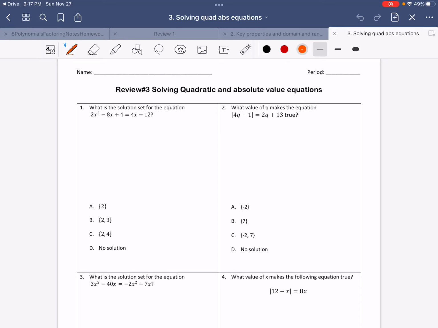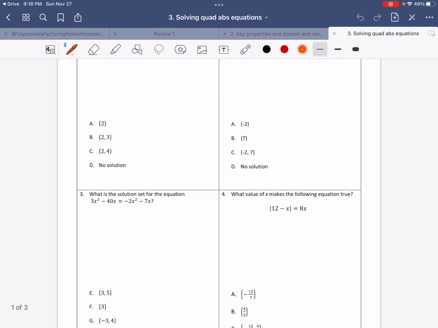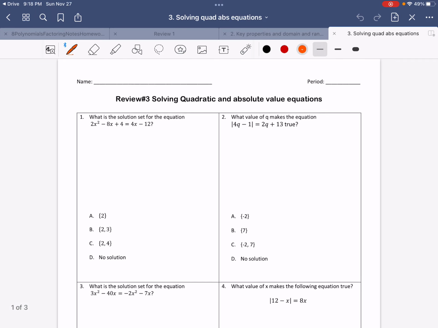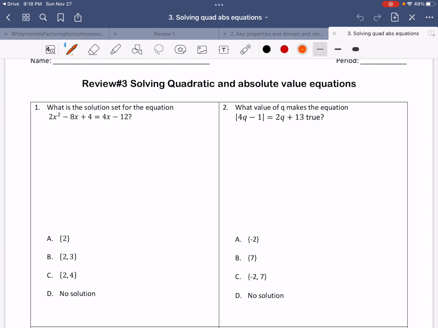Hi guys, this time we're going to do solving quadratic and absolute value equations. And as you know, Mr. Kim wants you to do this one by hand, but I know the world is not perfect. If you cannot do it by hand, I totally understand. So I'll teach you how to do this using decimals or a calculator.